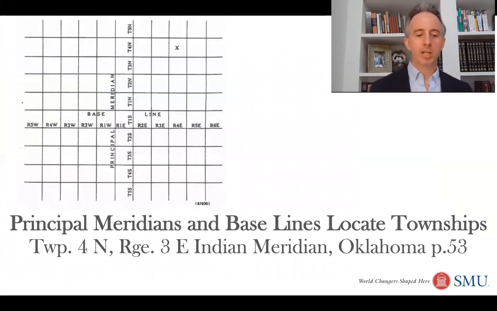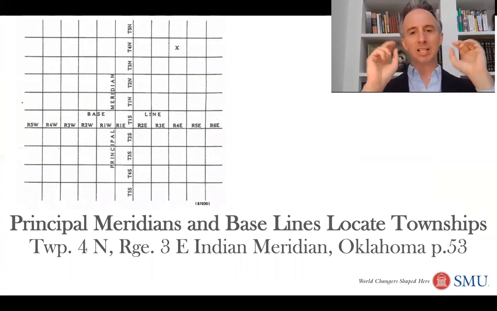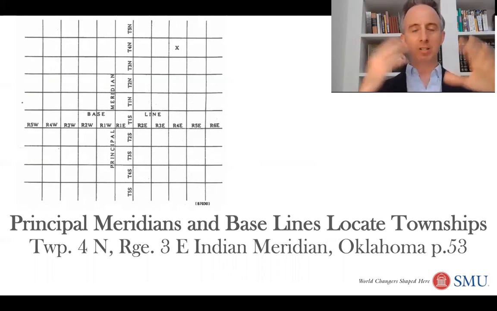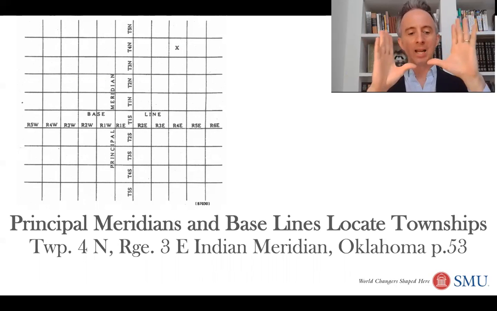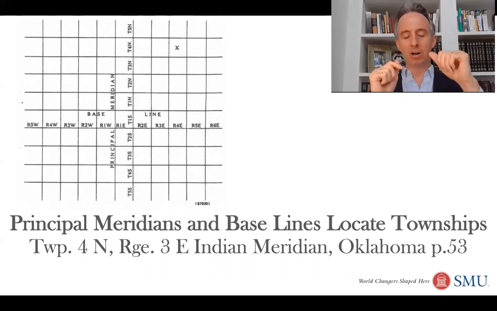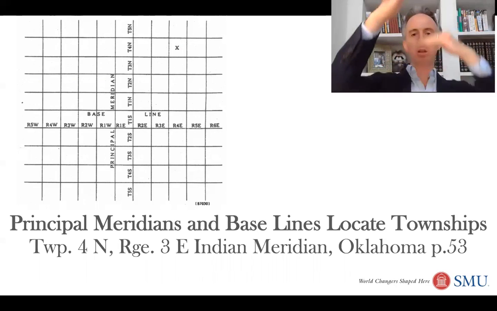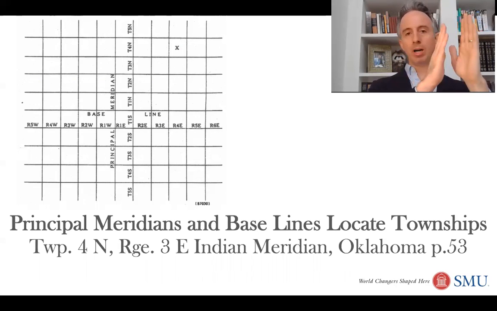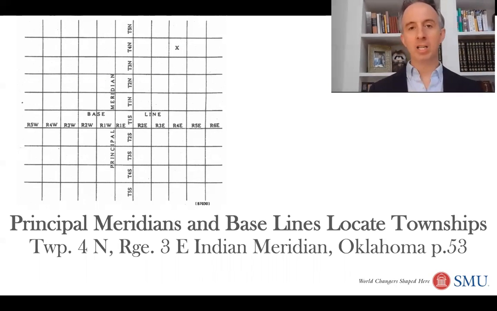So if we wanted to look at a particular township, a township is an area of land that's about 6 miles on a side. Often it's owned by lots of different parties. But for that 6 mile on a side township, as we zoom in, we see that a township in Oklahoma could be defined as township 4 north, range 3 east. So you go from that baseline, you go 4 north, and if you go from that meridian, that Indian Meridian, you go 3 east, and then you find your township.